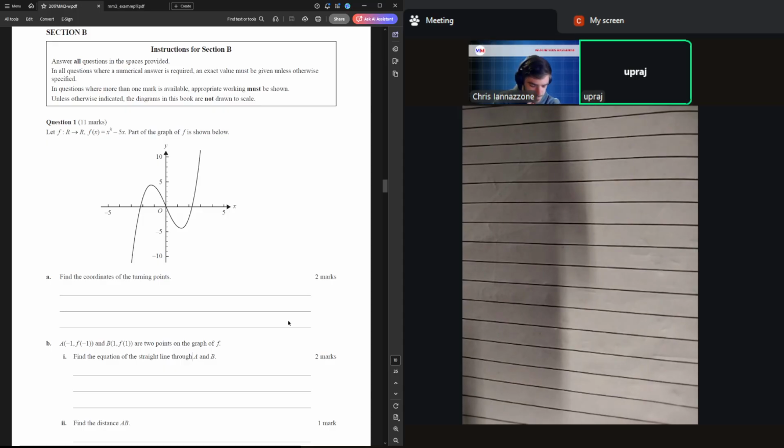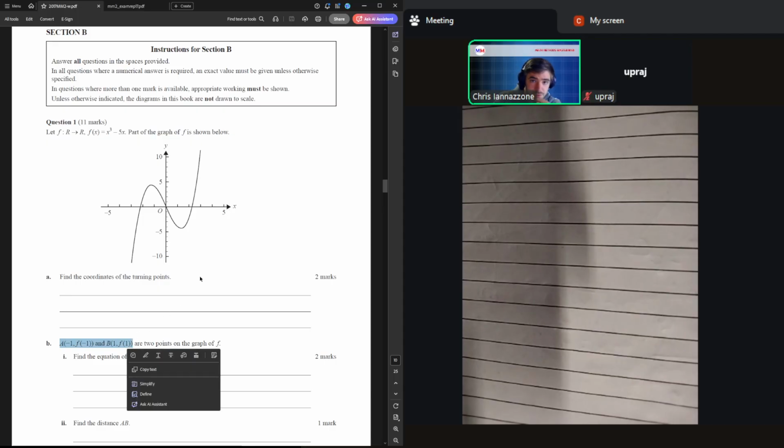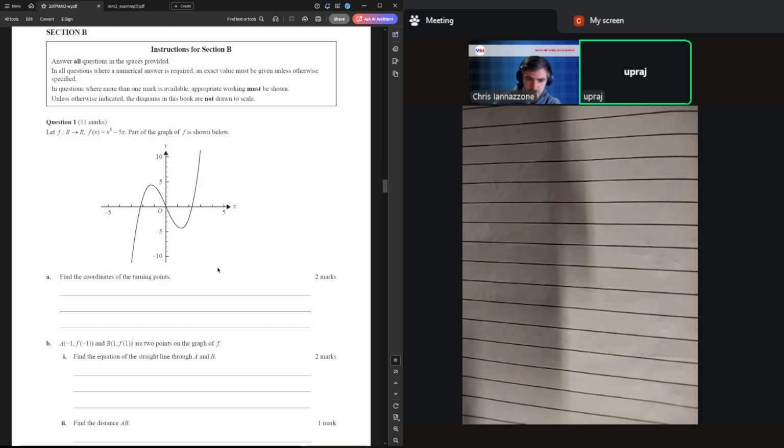Is it y equals negative 4x? Y equals -4x. Yeah, that's it. Assuming you got the gradient by doing rise over run and then probably y equals mx plus c.